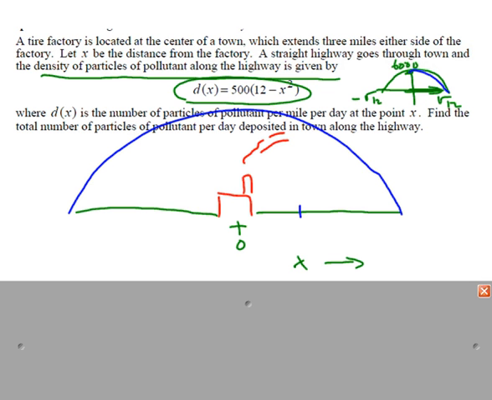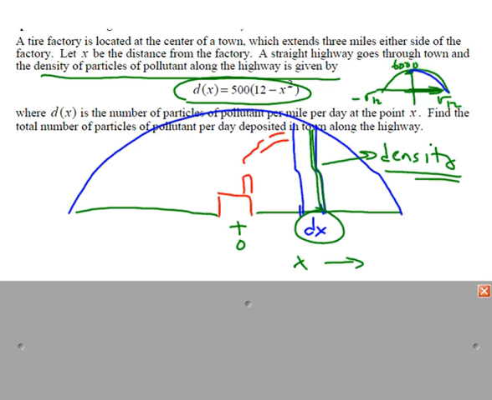for some little dx slice, this strip, what is the y-axis telling me? What is this y value giving me? That y value is our density. And we're multiplying our density times our x value. And so if I multiply density times my x value, the area here is going to represent the number of pollutants that come down.